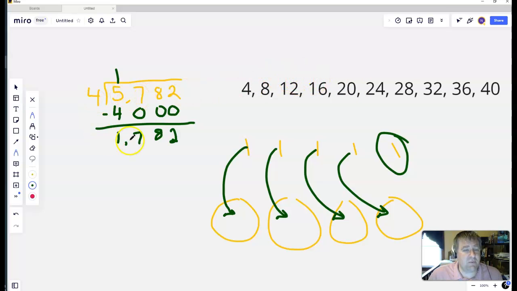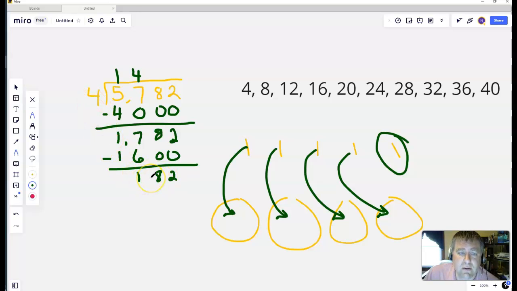How many times will 4 fit into 17? 4 times. That gets me to 16. Put those zeros there. Subtract: 182. Now we're looking at 18. How many times will 4 go into 18? Again, 4, 8, 12, 16, 20. Whoops, too big. There it is, 1, 2, 3, 4 4s. So we're going to put a 4 up here. 4 4s gets me to 16.